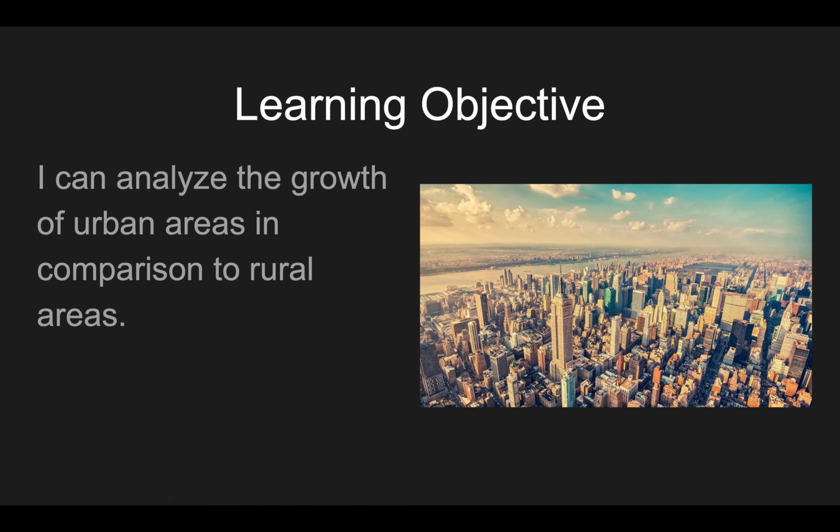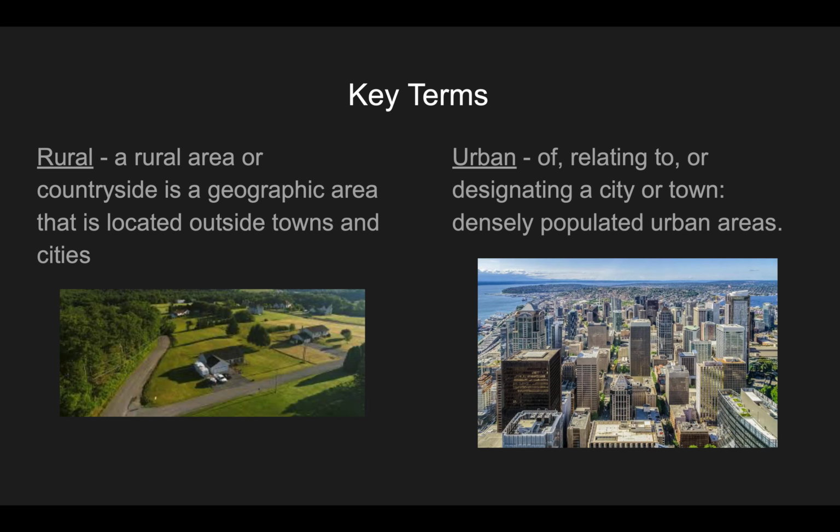Today, our learning objective, what we're going to be talking about, is the growth of urban areas in comparison to the rural areas that we typically see in early America. Okay, so before we jump into anything, we need to make sure we're really familiar with some key terms.